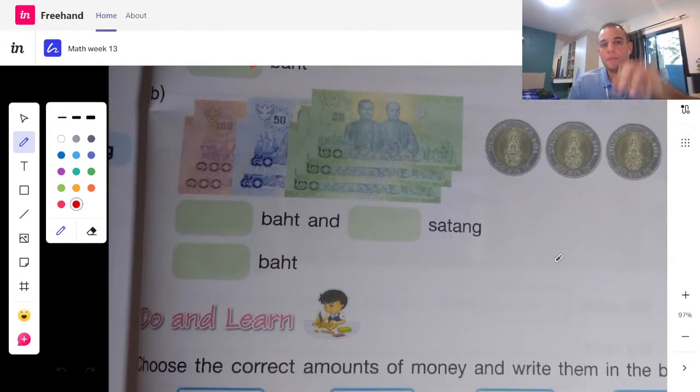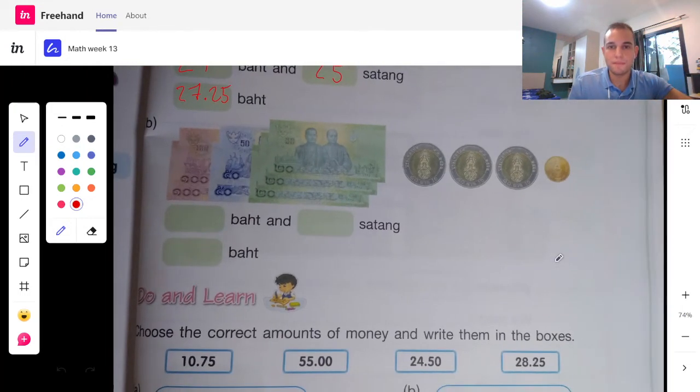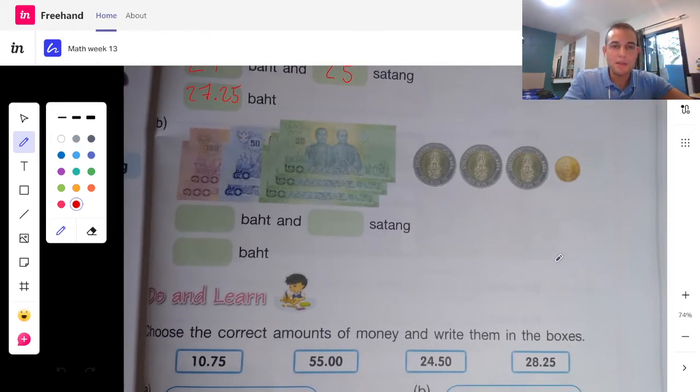Okay, so let's try this again. This time we have a lot of money. 200, that's 200, that's 100, and that's 60. So we have 200 plus 100 plus 60 plus 30. So that is going to be 390.